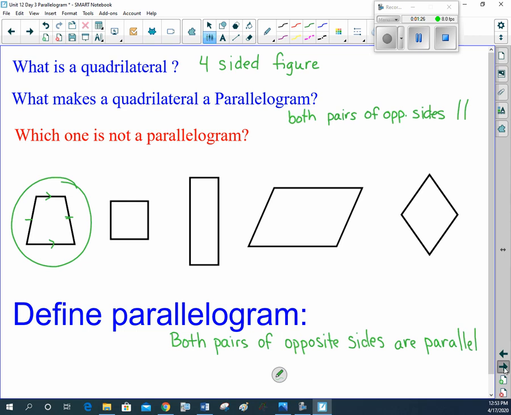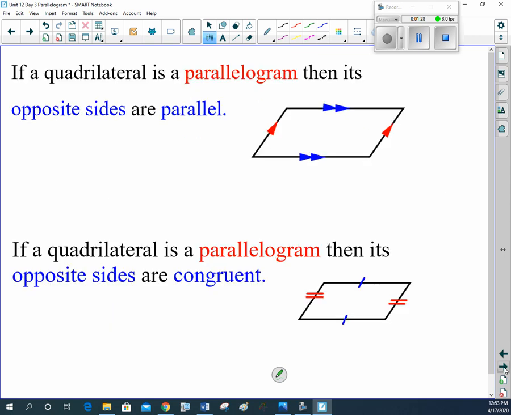Okay, wrote that all out. So here we go. If a quadrilateral is a parallelogram, then its opposite sides are parallel. If a quadrilateral is a parallelogram, then the opposite sides are also congruent. If they're parallel, then they turn out to be congruent.